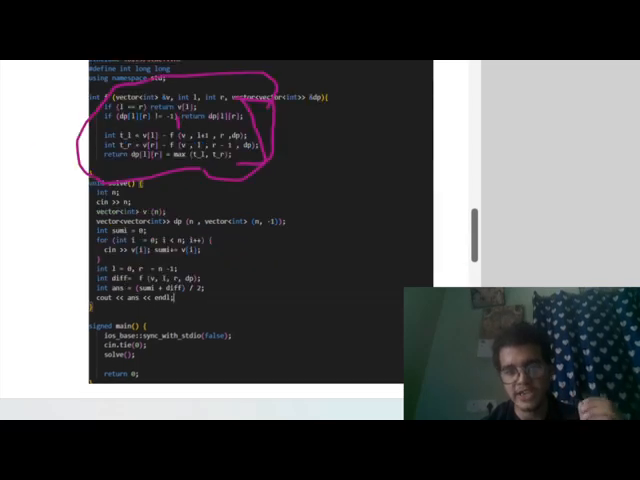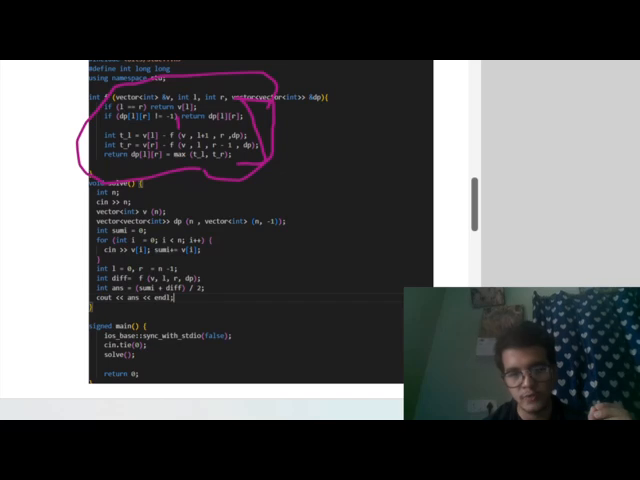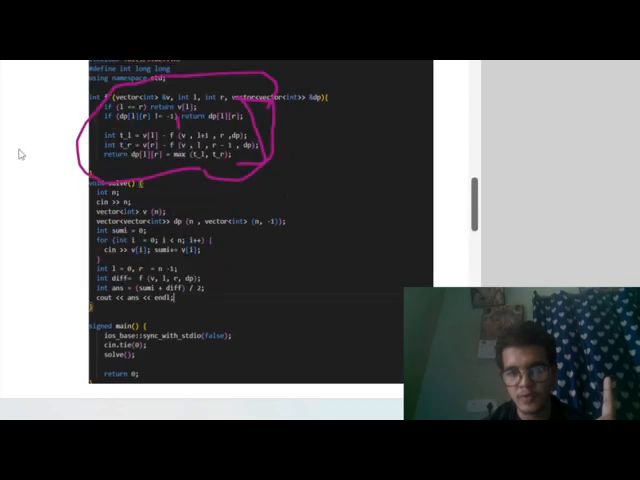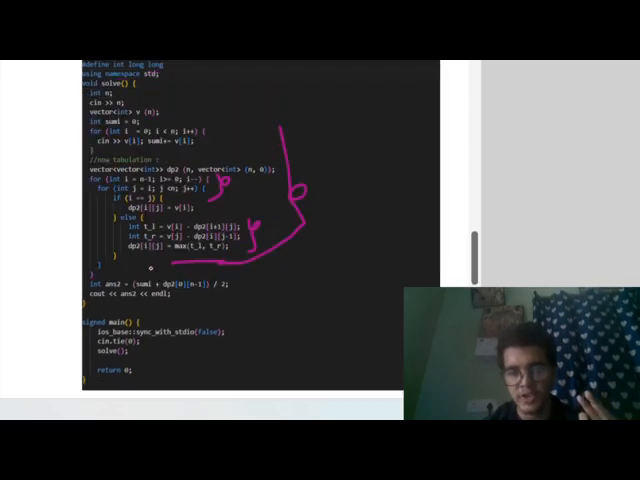Here also we were taking the maximum of this TL and TR. In the tabulation also we are taking the maximum of TL and TR, and since it was stored in DP of L and R, and now L and R are replaced by I and J, so we have replaced it here by I and J. Clear? So till now we are clear with this.